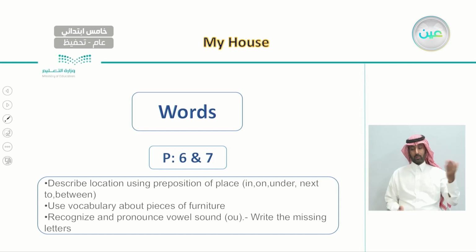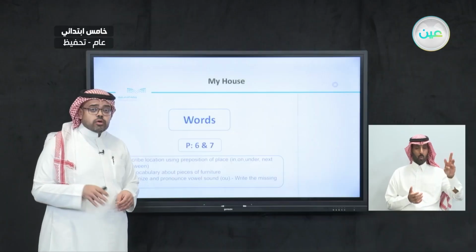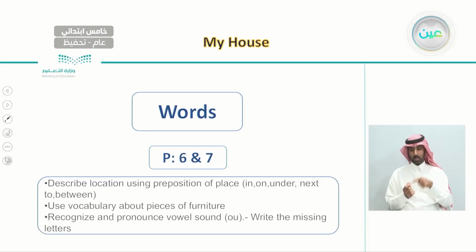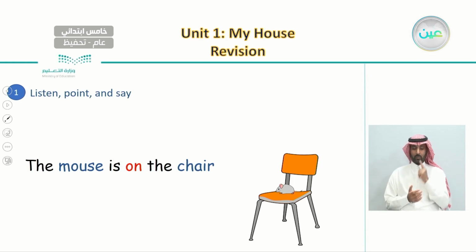And also, after this, we had the Words lesson on pages 6 and 7. Our goals in this lesson were to describe location using prepositions of place like in, on, under, next to, between, and also to use vocabulary about pieces of furniture, and to recognize and pronounce the vowel sound OU, and to write the missing letters. So we start this lesson by pointing at this mouse.